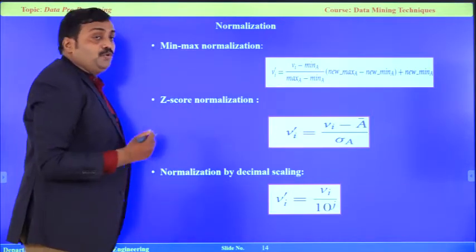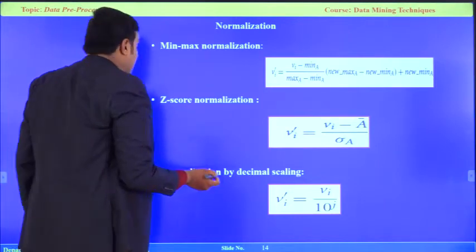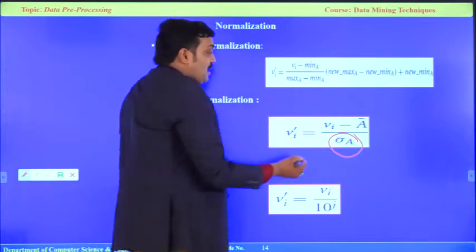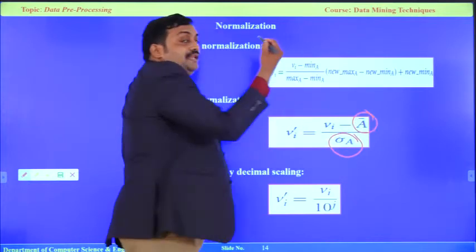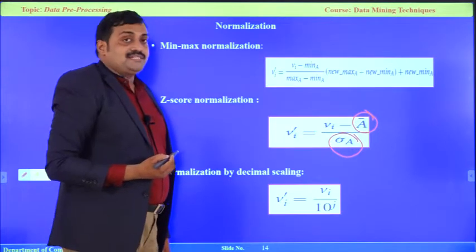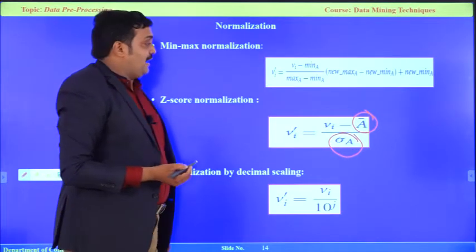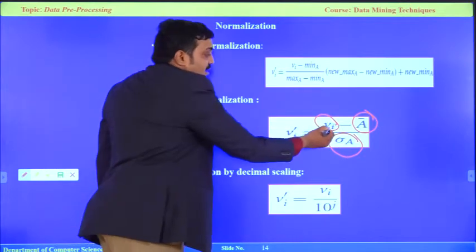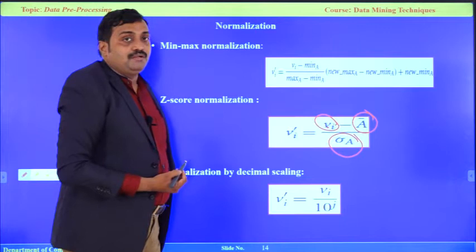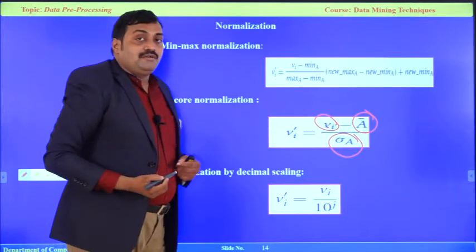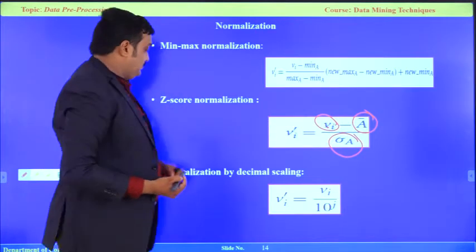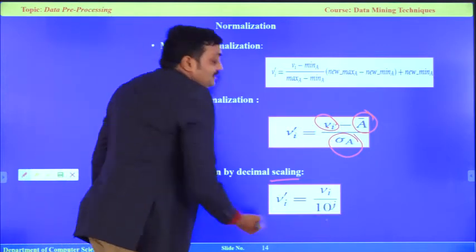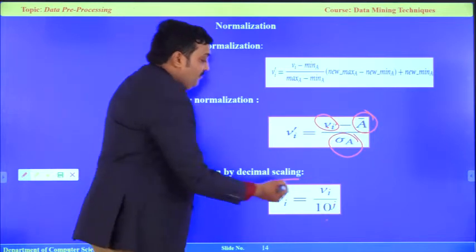The second one is z-score normalization. It's purely based on the standard deviation and mean of the given data. I want to normalize the V_i variable or value with a given mean and standard deviation. And the third one is very simple, decimal scaling, simply divide by a number of zeros.